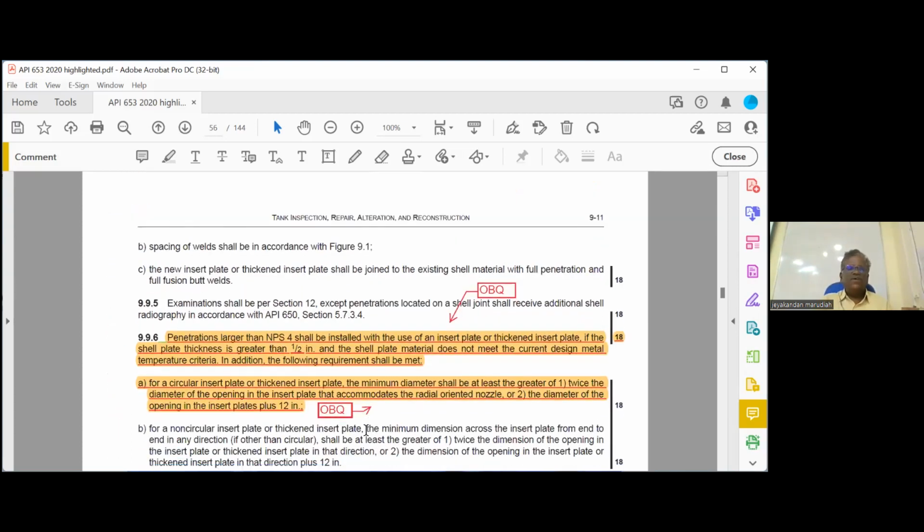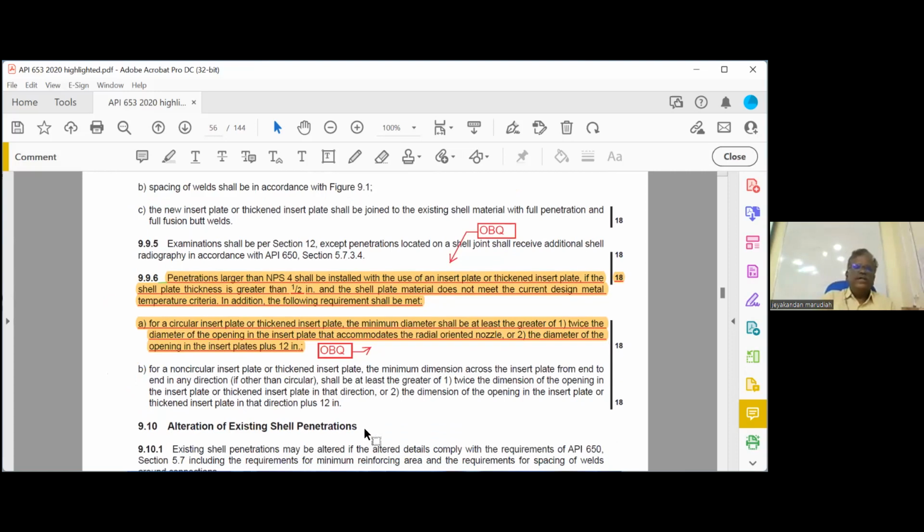Okay. Next, now 996. This is important. Penetration larger than NPS 4 shall be installed with the use of an insert plate or thickened insert plate, very important, if the shell plate thickness is greater than half an inch. Suppose your shell plate thickness is greater than half an inch, and you are installing a new nozzle greater than NPS 4, you have to use an insert plate. Insert plate separately, you have to weld it, then you have to replace. And does not meet the current design, the addition for following requirements shall be met.